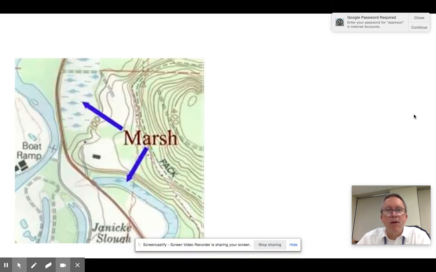Okay, I think that's pretty much all I need to cover. Oh no, one last thing here. There's a symbol we have to get used to. This symbol here implies that there's a marsh. So when you see these symbols, it means that you've got a wetland or a swamp or a marsh. And so you might see these on the maps that we're working with.